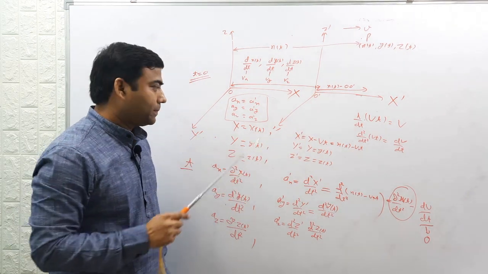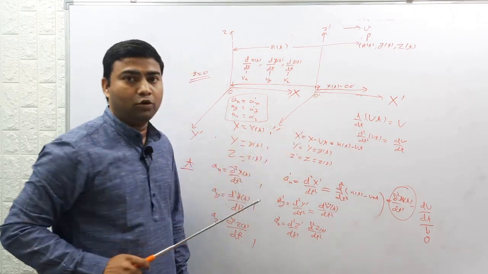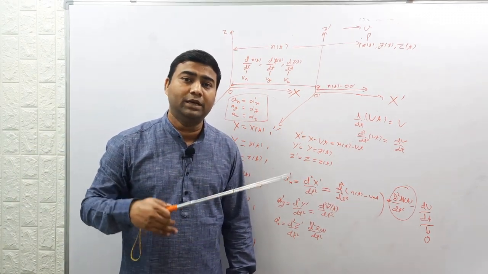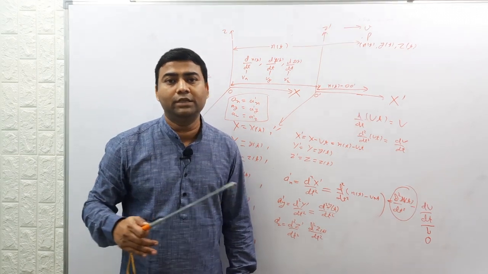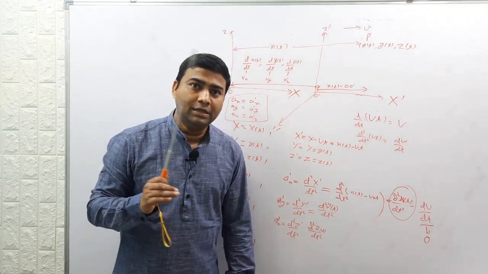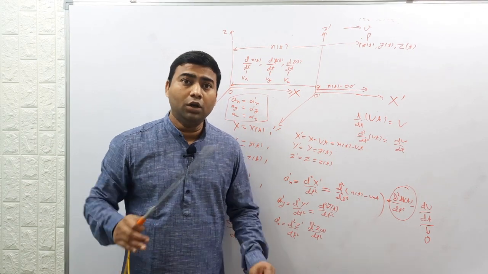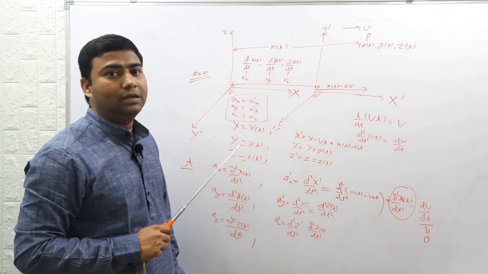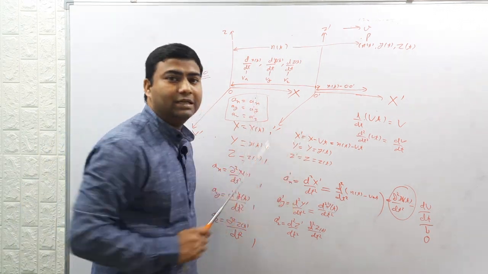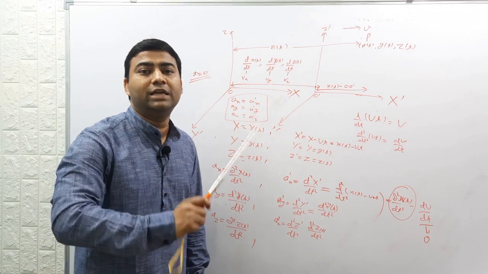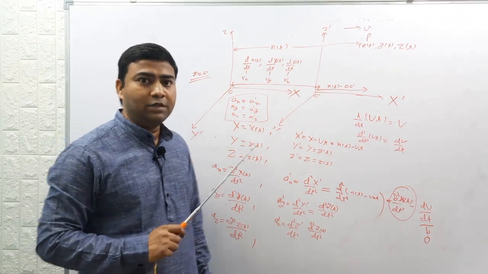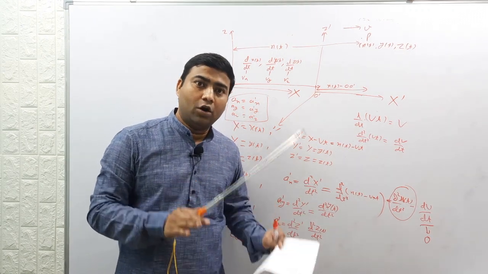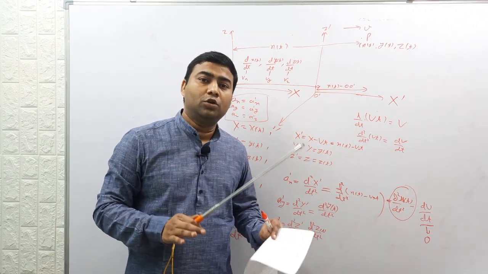That's why this moving frame is also called an inertial frame, because the law of inertia is applicable from a frame moving with constant velocity. Similarly, Newton's second law, Newton's third law, all of Newton's laws of motion are applicable from all inertial frames moving with constant velocities. If a frame is moving with constant velocity, it is called an inertial frame, and in all inertial frames, Newton's laws of motion will be the same.